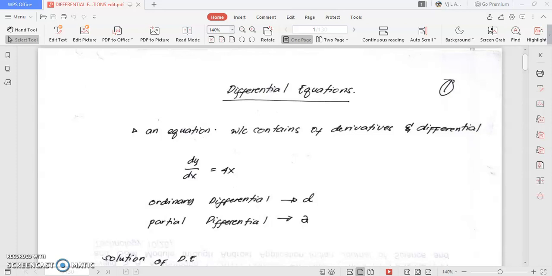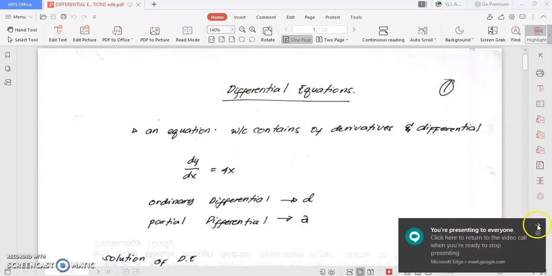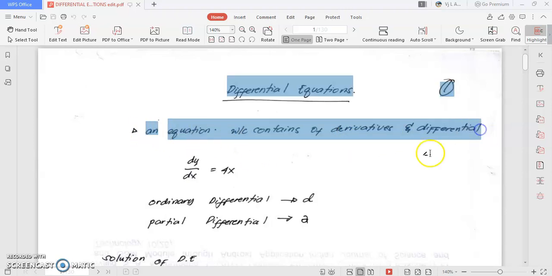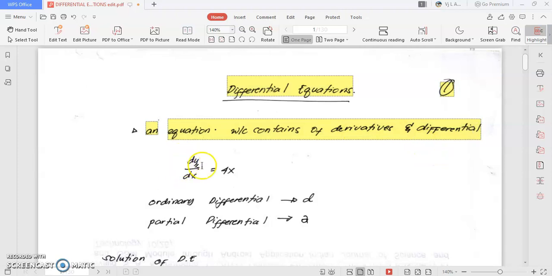Okay. So, what is differential equation? Differential equation basically is an equation. So, let me have a highlighter. Okay. So, differential equation is an equation which contains derivatives and differentials. It contains derivative and differential. If you could see here, you have dy and dx. So, in our normal derivative, we only have one variable, right?